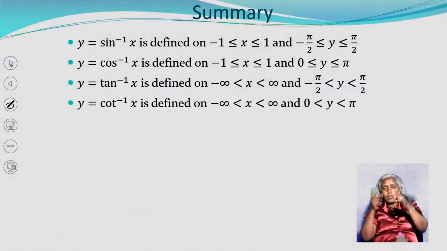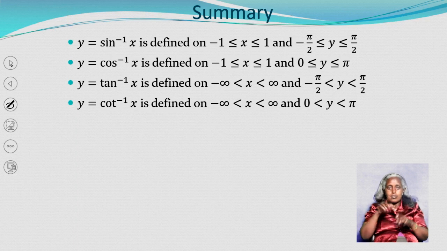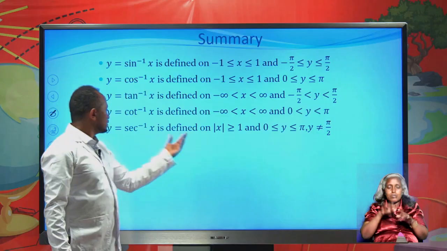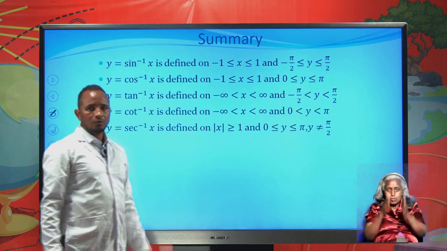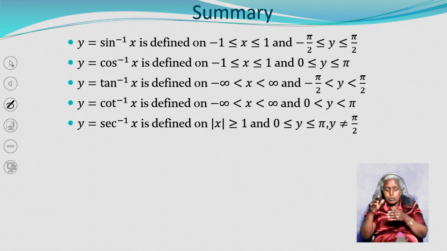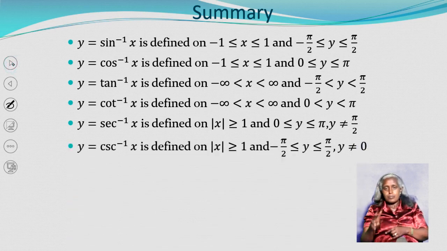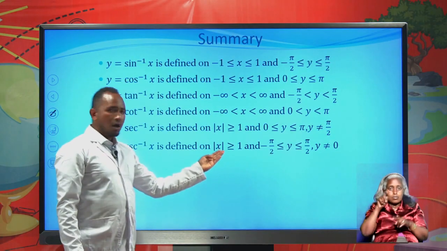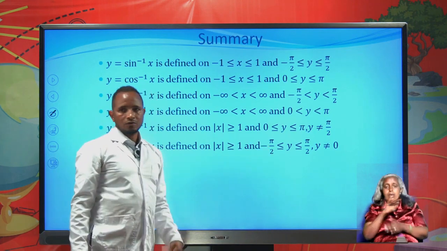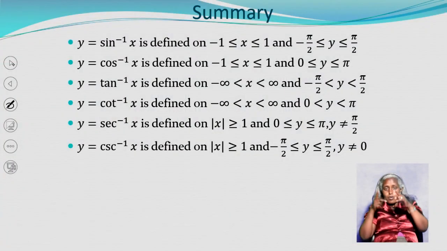Y is cot inverse of x, defined on -infinity up to infinity, and y is between 0 and pi. Y is equal to sec inverse of x, defined for absolute value of x greater than or equal to 1, and y is between 0 and pi without including pi over 2. Y is equal to cosec inverse of x, defined on absolute value of x greater than or equal to 1, and y is between negative pi over 2 and pi over 2, without including 0. So these are the basic concepts that we have seen today.